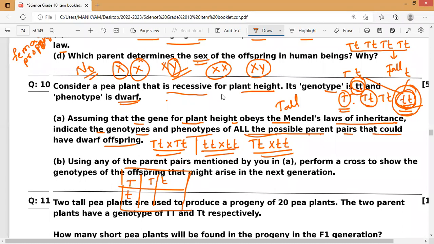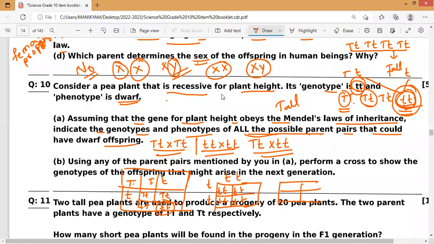So crossing, everybody, tell me. Capital T, capital T. What will come? This one, capital T. Next one, capital T, small t. Next, small t, capital T. Next one, small t and small t. This one is over. Second one, T, and here also T and T. So what will happen, everybody? All the plants will come in what form? Dwarf form. Okay.